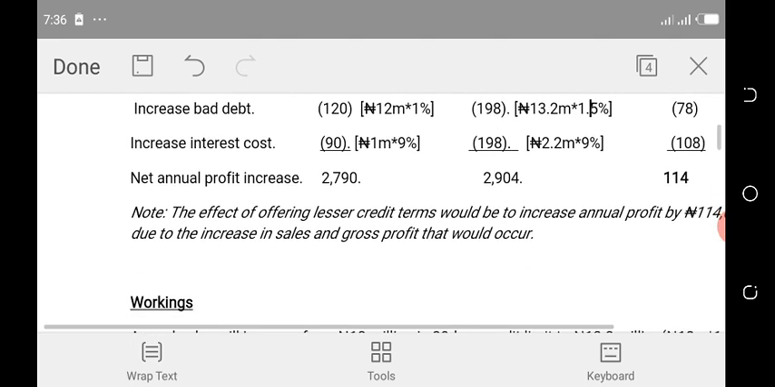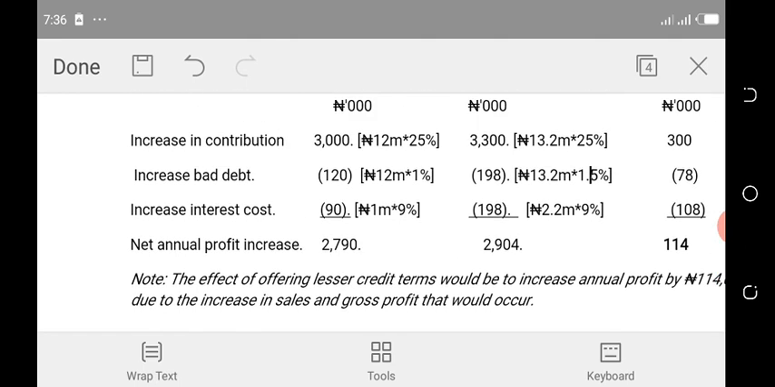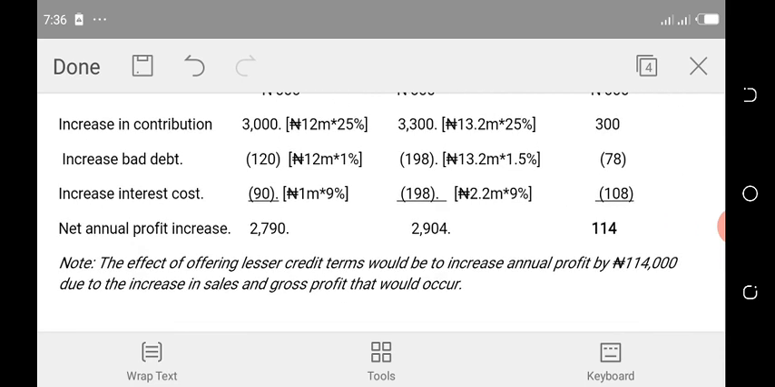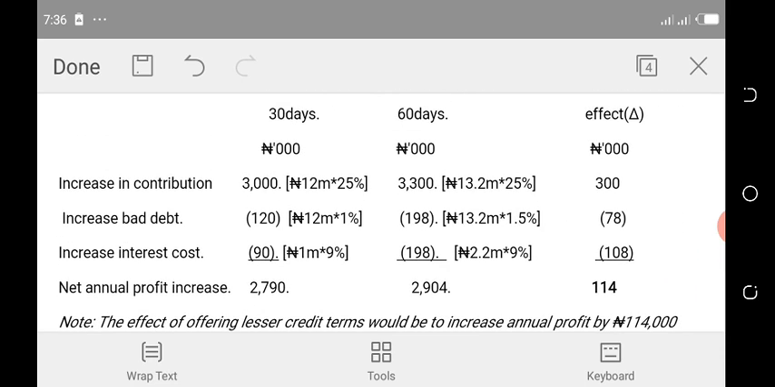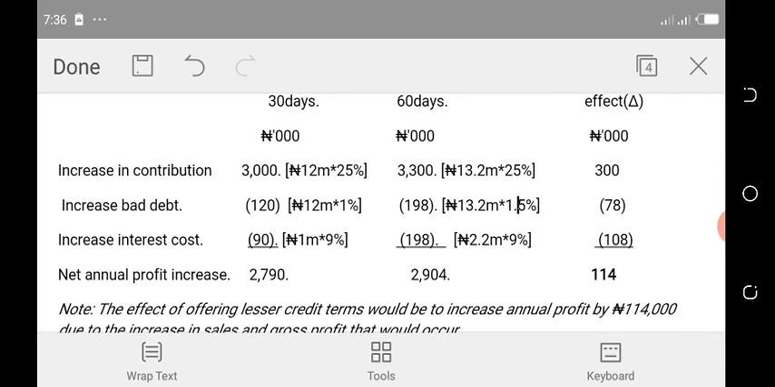Then our finance cost or cost of capital is 9%. So 9% of 1 million is 90,000. 9% of 2.2 million is 198,000. So the effect, the change in both days, will be 108,000. So when we subtract this from this, we will have 114,000, which is the net annual profit increase.